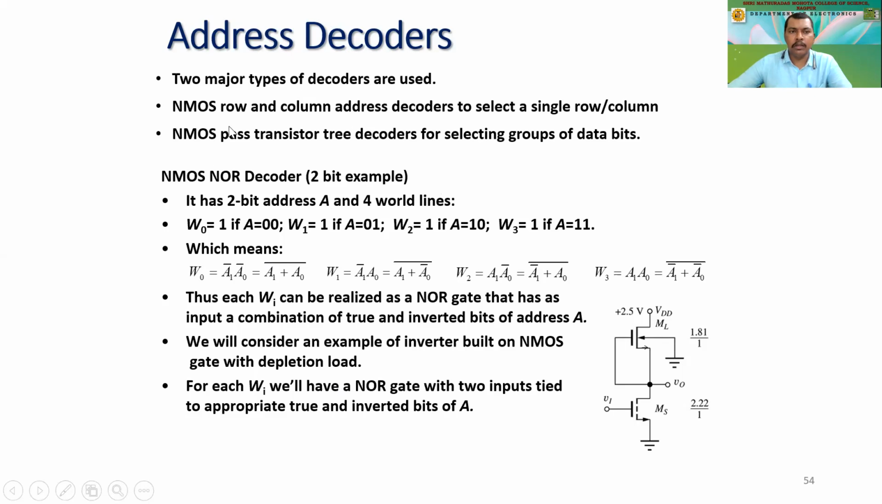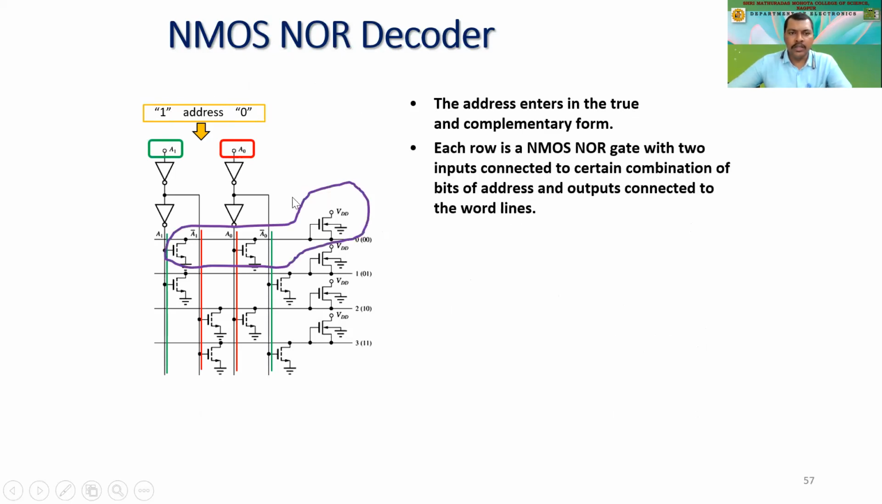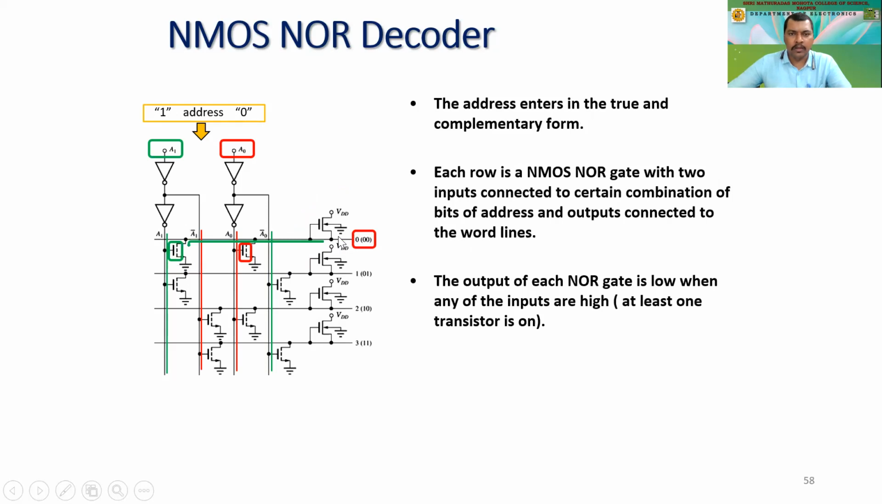So address decoders are having NMOS rows and columns, NMOS fast transistors, like the NMOS NOR decoder, 2-bit and all. So we'll study this. Let us see. So we are having this NMOS NOR decoder. The address enters in the true and complementary form. So as soon as we are giving the address 1 or 0, accordingly, each row is an NMOS NOR gate with two inputs connected to a certain combination of the bits of the address, and outputs connected to the word line. So see, this is a 1T cell, and as soon as the address is being loaded, automatically the data comes out over there. So if both are 0, the data will come out like 0.